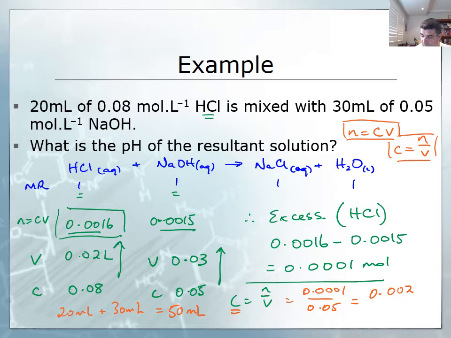So therefore, what I will need to do is, pH is equal to minus the log of the concentration of H plus ions. And so we want minus the log of 0.002, and that is going to give me a value of 2.70. 2.70 will be my pH of the resultant solution.